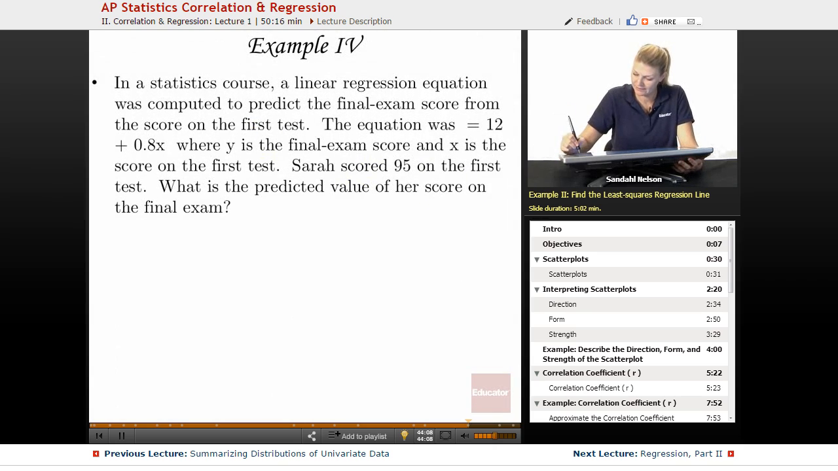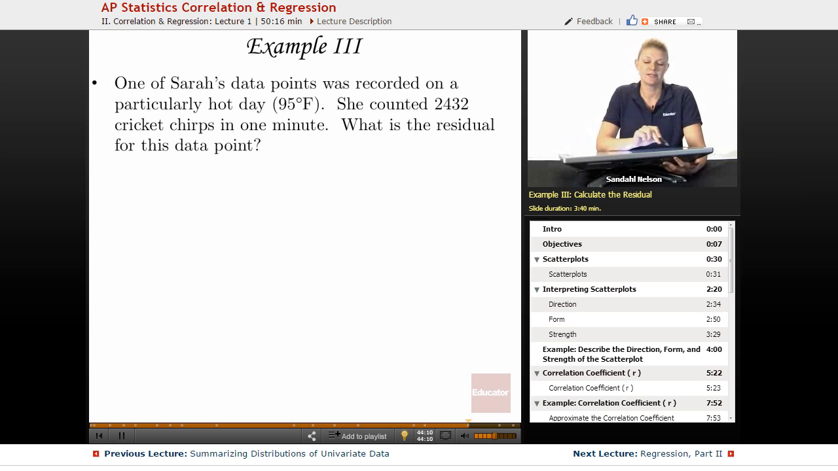Oops, I think I skipped a slide real quick. Okay, so one of Sarah's data points was recorded on a particularly hot day, 95 degrees Fahrenheit. She counted 2,432 cricket chirps in 1 minute. What is the residual for this data point?